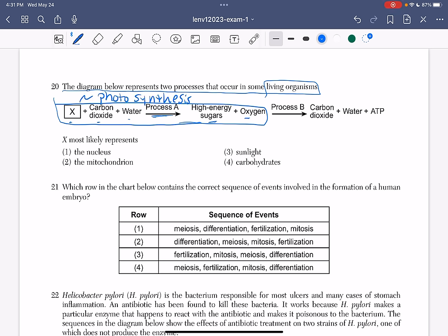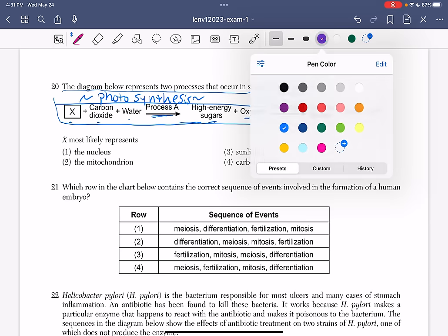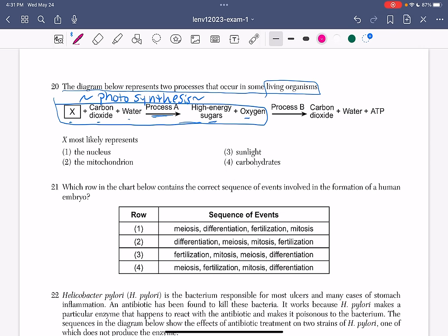You've probably spent a lot of time studying this in class. This right here, let me change the pen color. Let me change it to pink. Sugar, oxygen, this right here, this is cellular respiration.